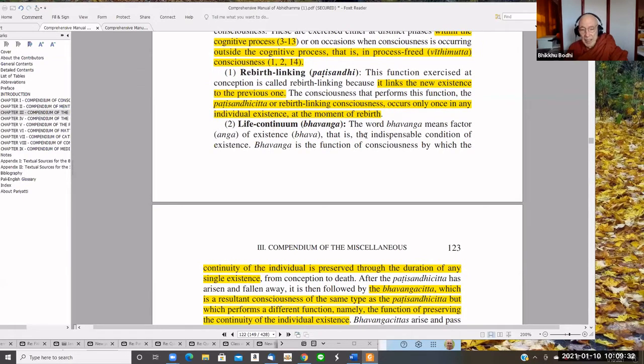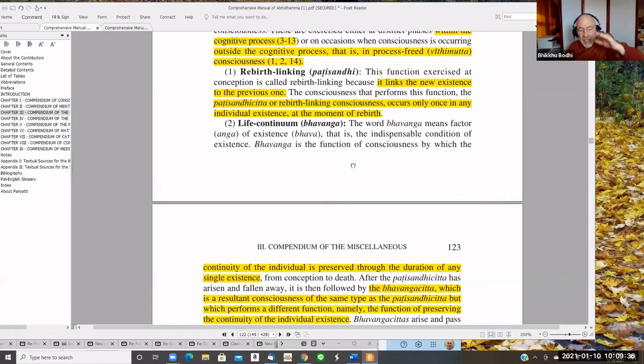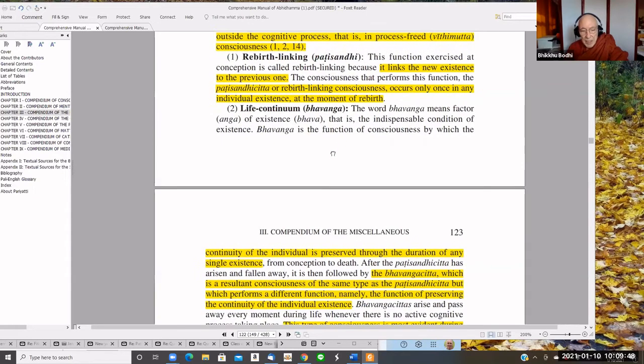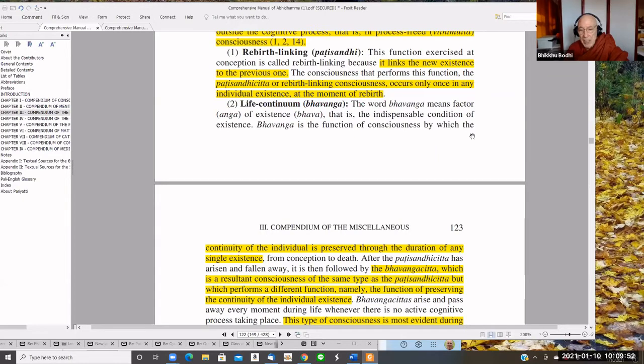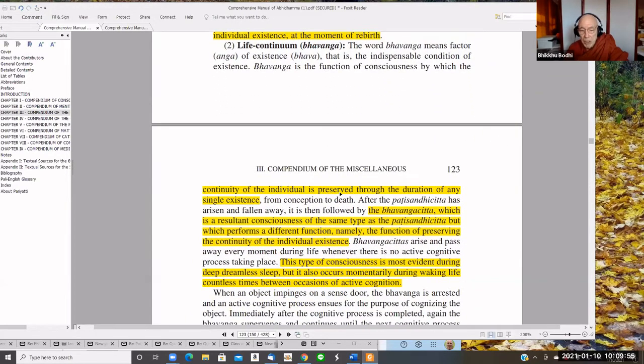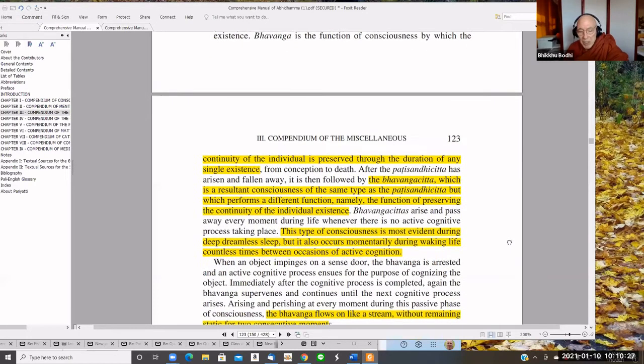Okay, after rebirth linking, we have the same type of consciousness taking on a different function. This is the function of bhavanga. And I say, bhavanga is the function of consciousness by which the continuity of the individual is preserved through the duration of any single existence. So after the patisandhi citta, the rebirth linking has occurred, it's then followed by the bhavanga citta, which is a resultant consciousness of the same type as the patisandhi citta, but it performs a different function. That is, its function is to preserve the continuity of the individual existence.